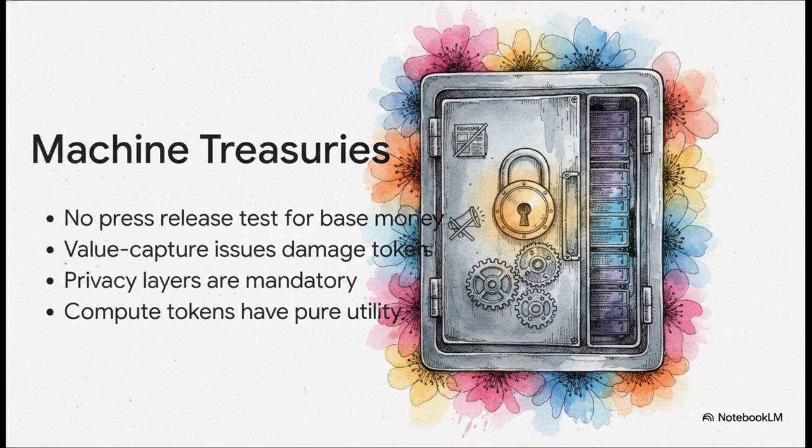So, tying it all together, the report lays out 4 crucial propositions for machine treasuries. 1. The no press release test is absolutely non-negotiable for base money. 2. Infrastructure networks often work great while their tokens leak value, and you better believe machines will ruthlessly price that in. 3. In adversarial environments, privacy isn't a perk, it's mandatory for machine payments. And 4. Compute coordination tokens possess pure, non-speculative utility.